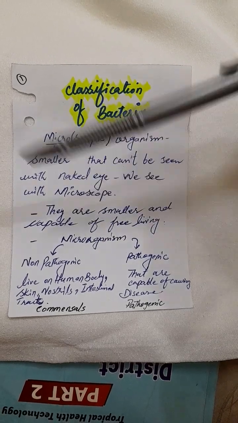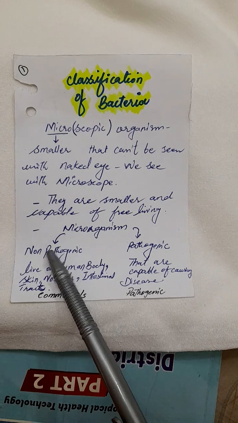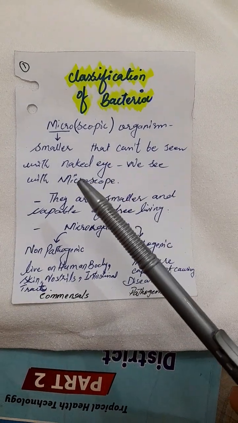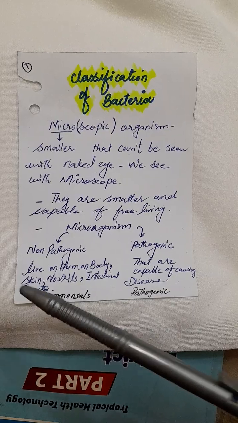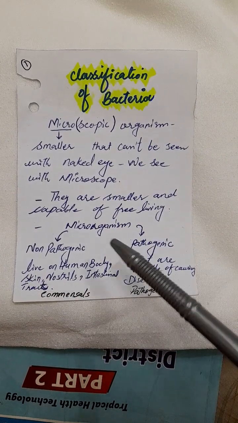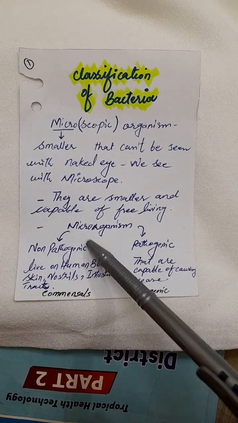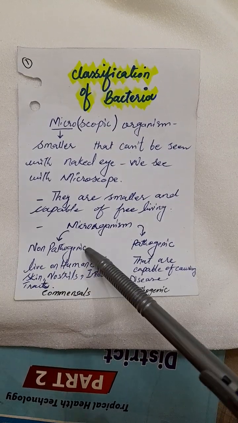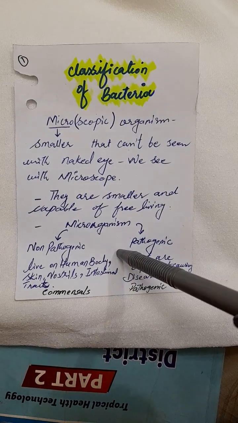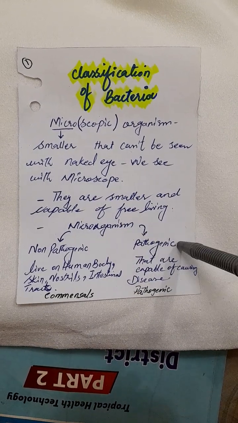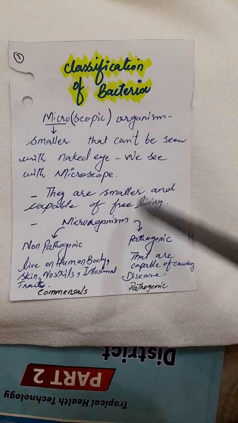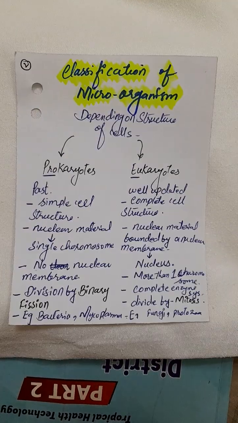Number one is non-pathogenic. Non-pathogenic microorganisms are those which live on the human body. They are basically the natural flora of the human body. They live on the skin, nostrils, and intestinal tract, and they do not hurt the human, so they are called commensals. The next type of microorganism is pathogenic. It means that they are capable of causing disease, so that's why they are called pathogenic.